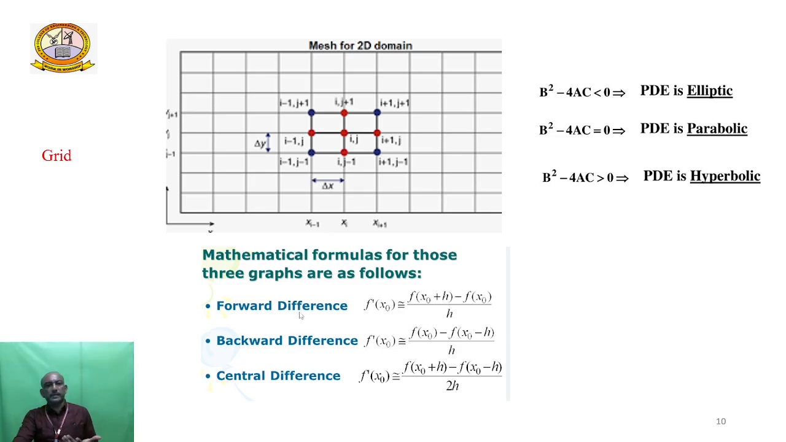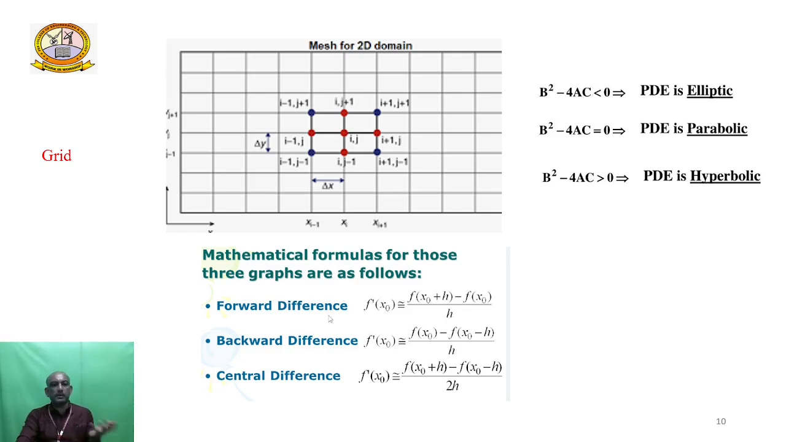Once again I repeat, in the forward difference, if you take the i, j node as the center, what is the next increment? i plus 1, j. So we subtract the value at i, j from the value at i plus 1, j. So this difference, u of i plus 1, j minus u of i, j, divided by del x, gives dou u by dou x. So to determine the partial differential equation using the grid method, this is the formula.